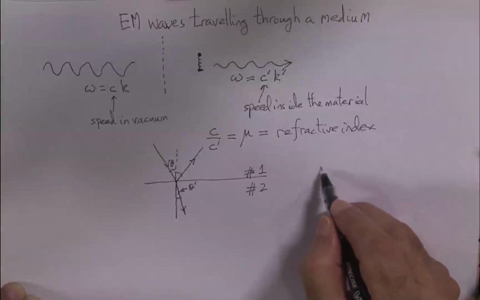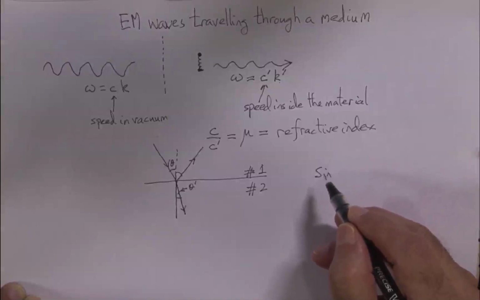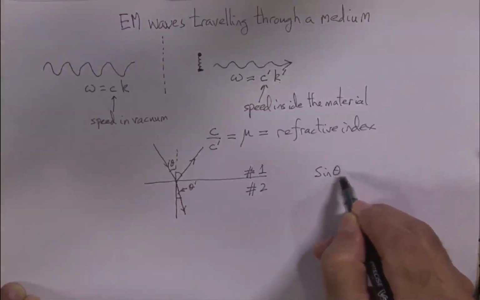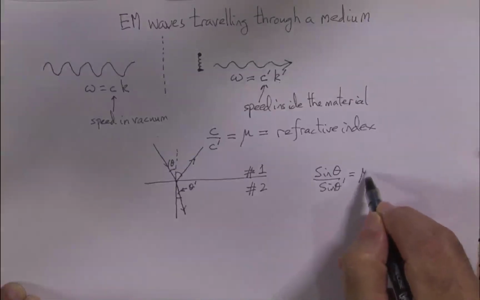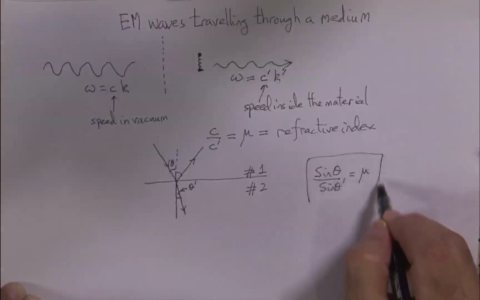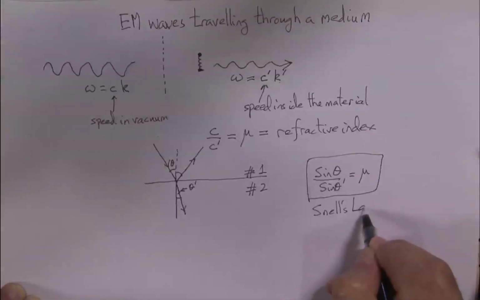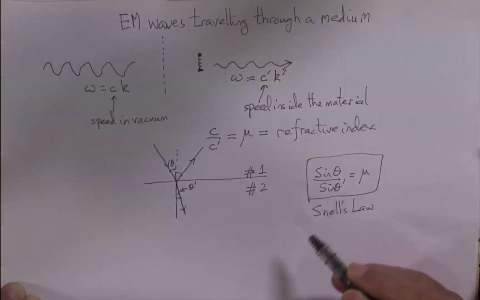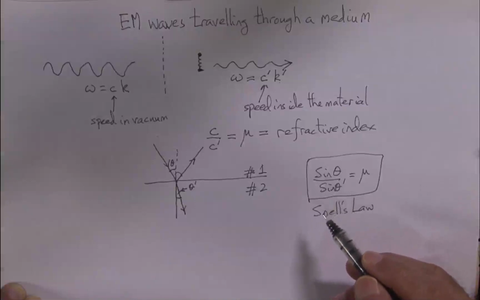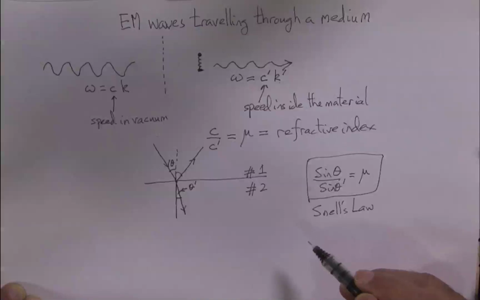And then again, this follows from Maxwell's equations. If you do this properly, then sine theta over sine theta prime turns out to be mu. And this is the famous Snell's law. Let's see how all this works out when we look at this in terms of Huygens principle and see how secondary radiations conspire to give you wavefronts that move out.